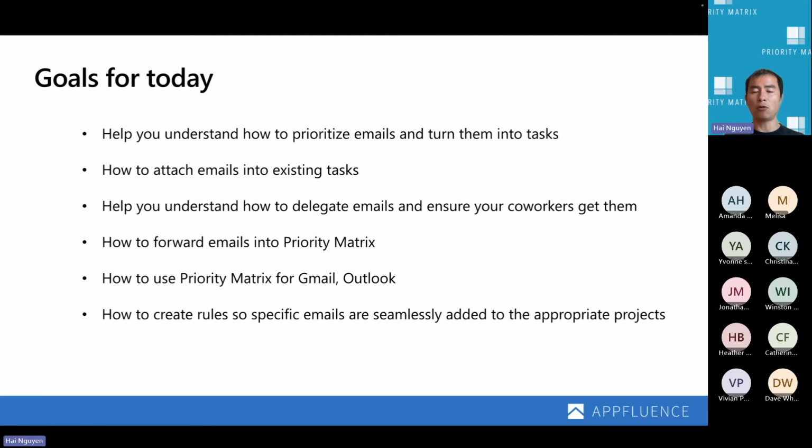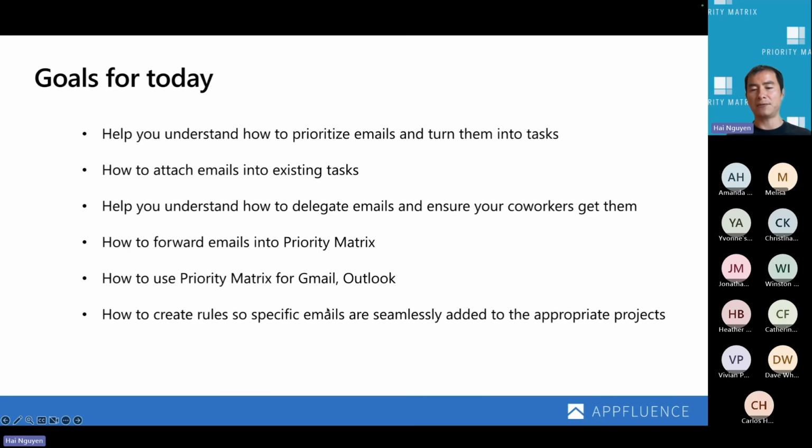The whole goal of Party Matrix is to create one central place to capture all your priorities across your teams and your organizations. So, to fully leverage it, you've got to make sure that your coworkers are also using Party Matrix and that they check their alert section, so they know that they've got an email that's due. You learn how to forward emails into Party Matrix, how to use Gmail and Outlook to create tasks as well, and how to use rules so that specific emails are seamlessly added to the appropriate projects.